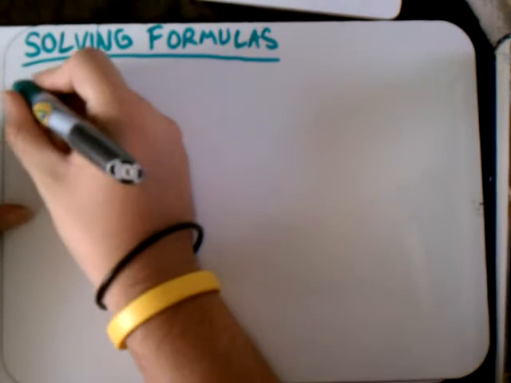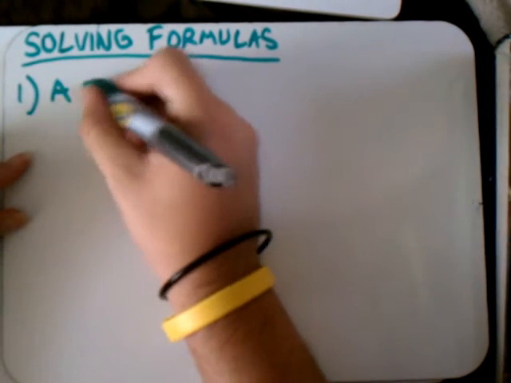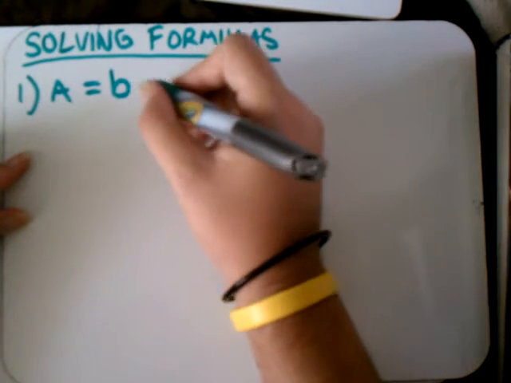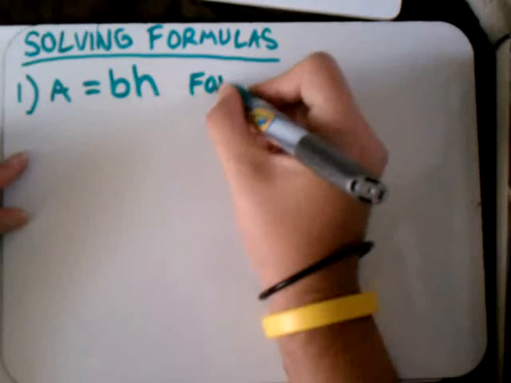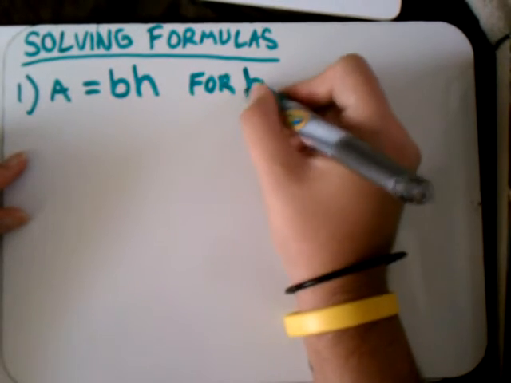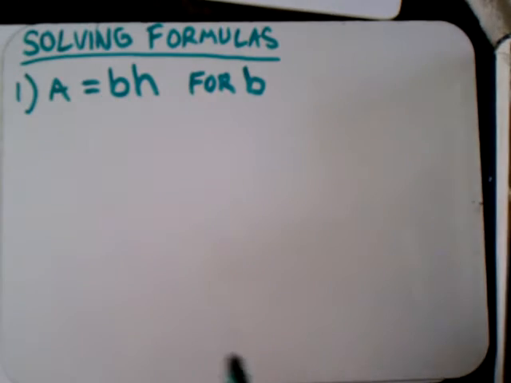Let's do example 1. This is going to be A equals B times H. And they want us to solve for B. Okay? Remember, this is an area formula.